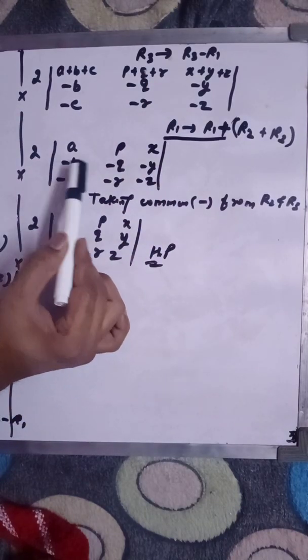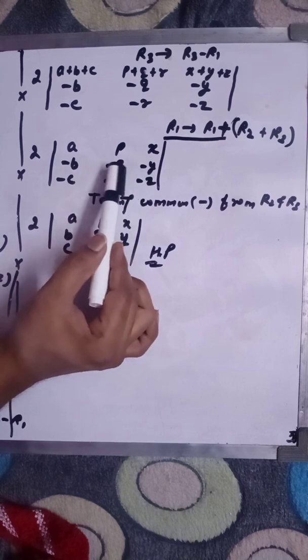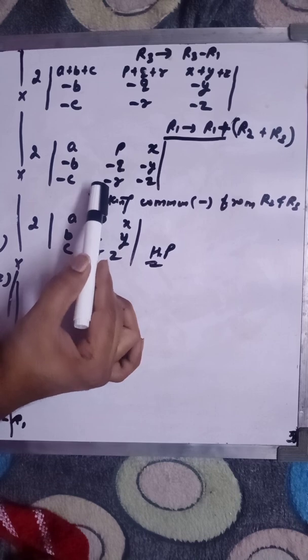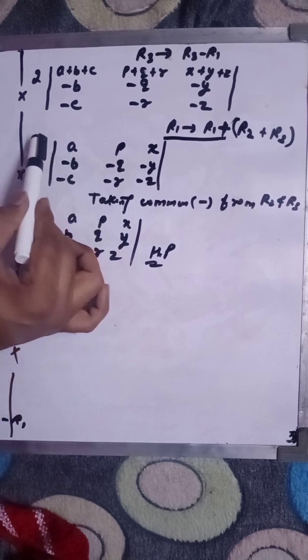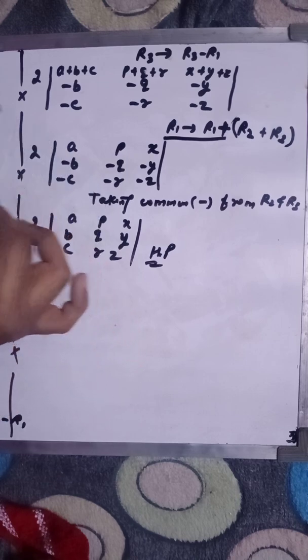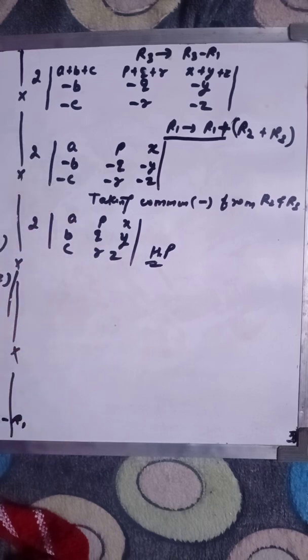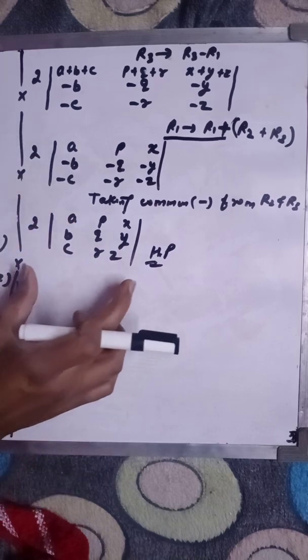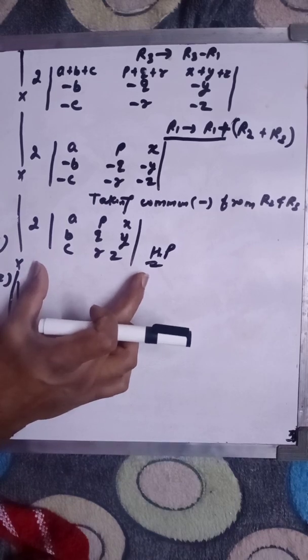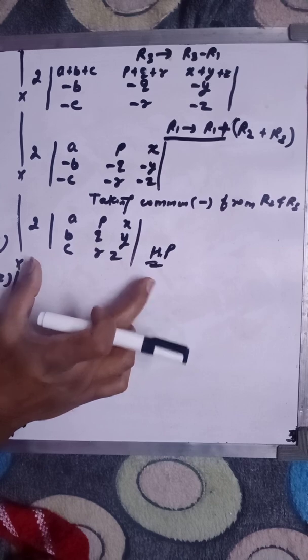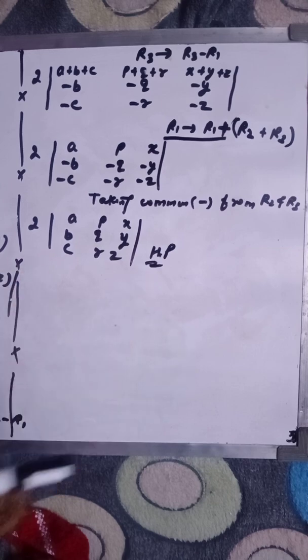And as we can see, if I take minus common from row R2 and minus common from row R3 also, then negative will come, and again negative will come. So this negative will become positive, because the two negative signs are taken common from rows R2 and R3. And at last, you will get this answer, and hence proved. This is what you had to prove. This is how we can solve question number 5.